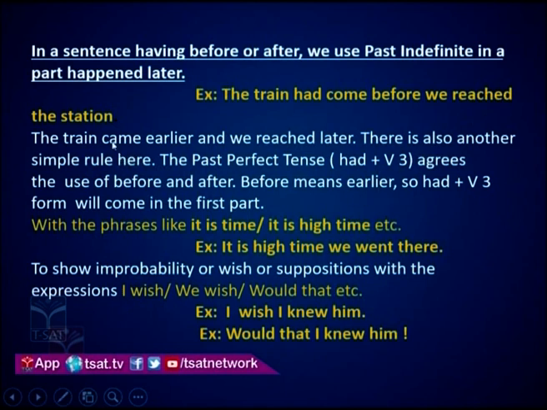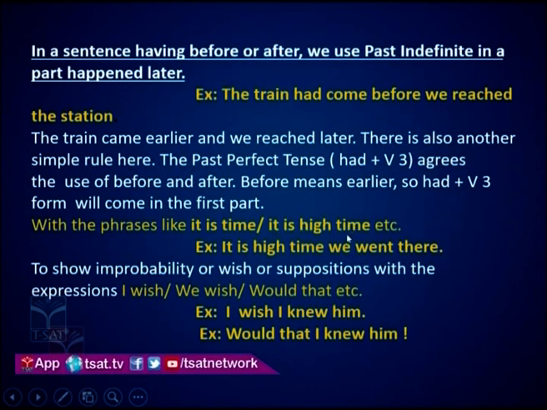So if you see the sentence, the train came earlier and we reached later. There are two actions happening. First, the train came earlier, and we reached later. There is also another simple rule here. The past perfect tense, had plus V3, agrees with the use of before. So whenever we are using had plus V3 form, past participle, there should be the use of before. We can use before there. And before means earlier. So the had plus V3 form will come in the first part, and the second part will be the next action, what happened. You reached the station.